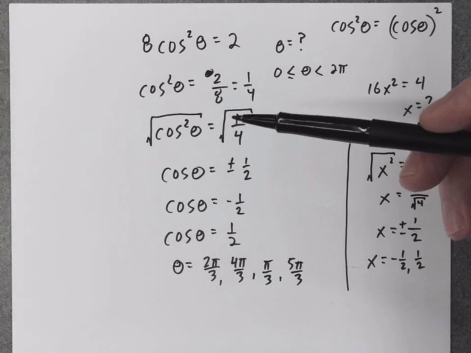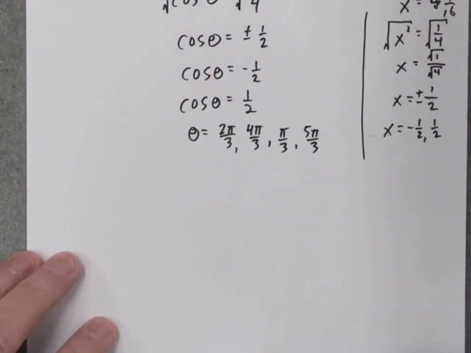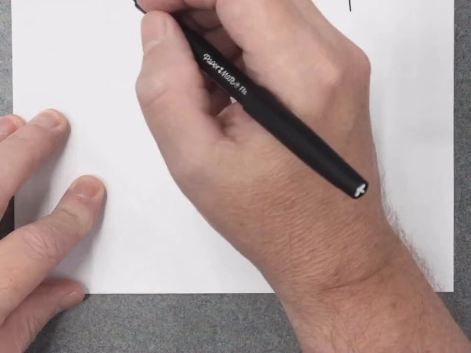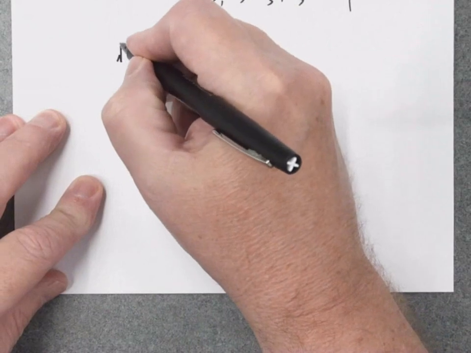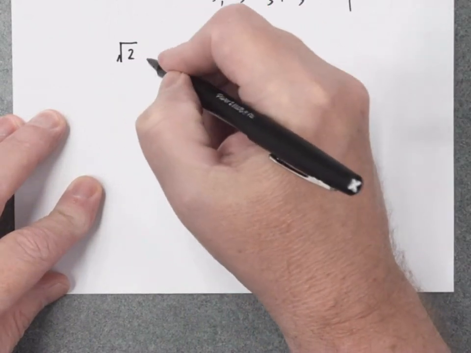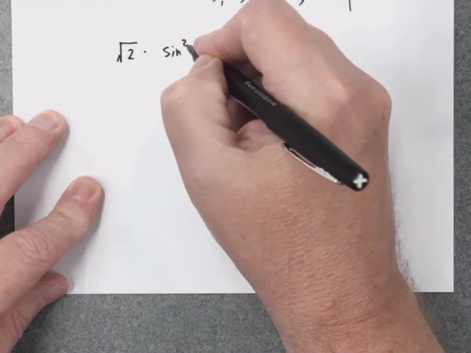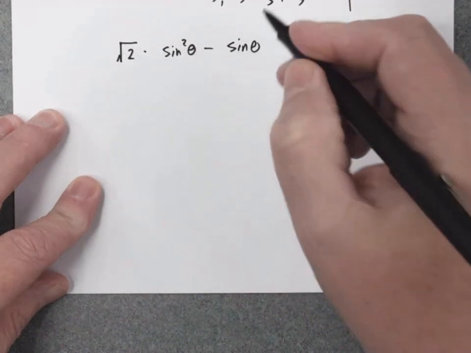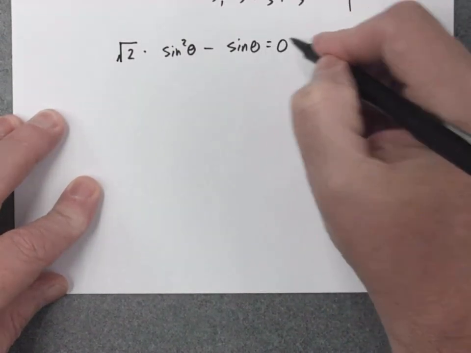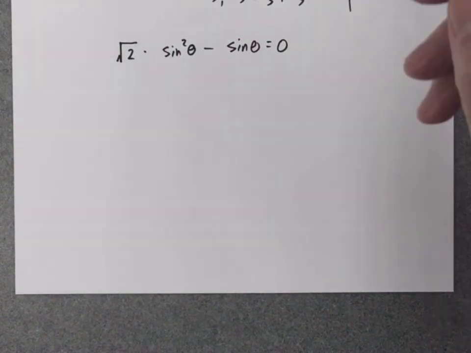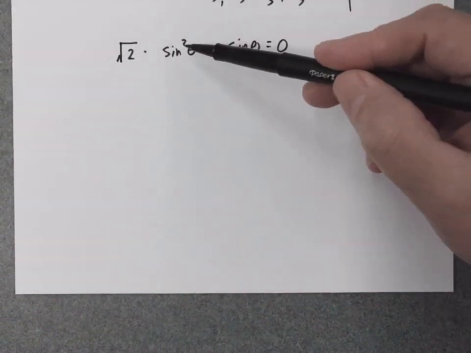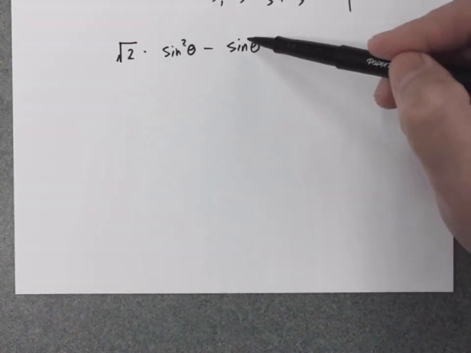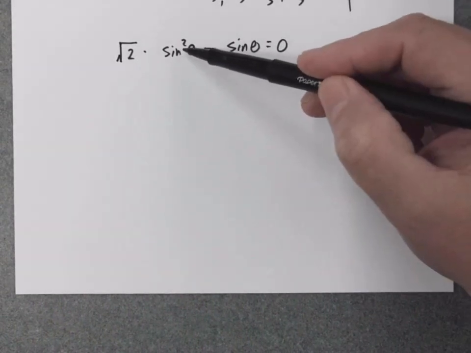Another kind of problem you will have, and this looks a little messy and maybe it looks complicated at first. How about square root of 2 times the sine squared of theta minus sine of theta. First time we've had this where we have an equation with the sine function in two different places. I've got a sine of theta here and a sine squared of theta here.